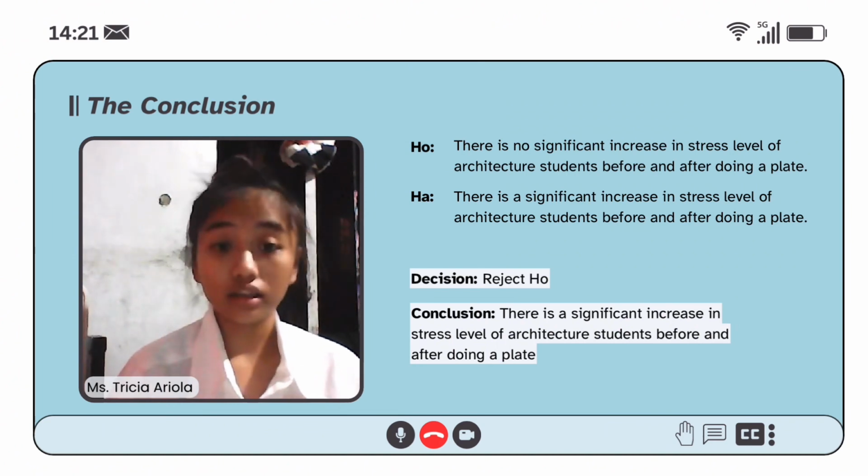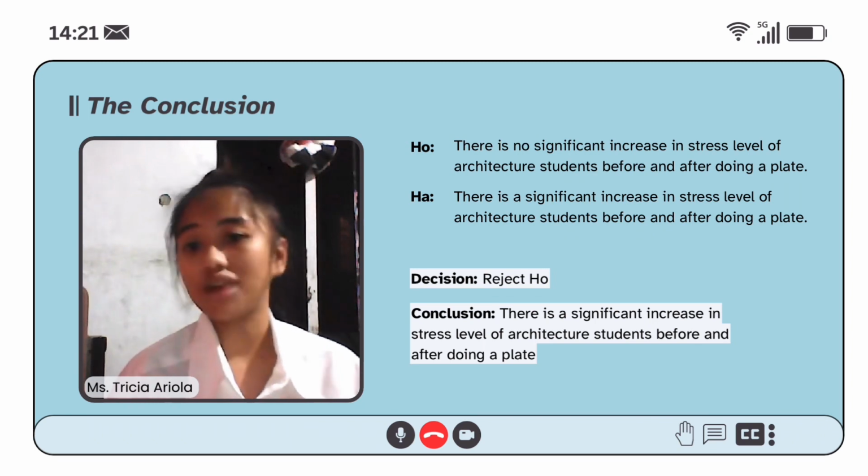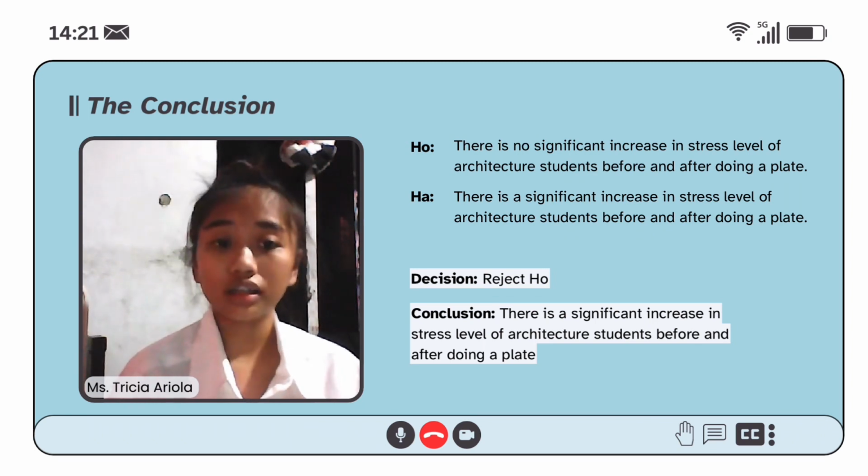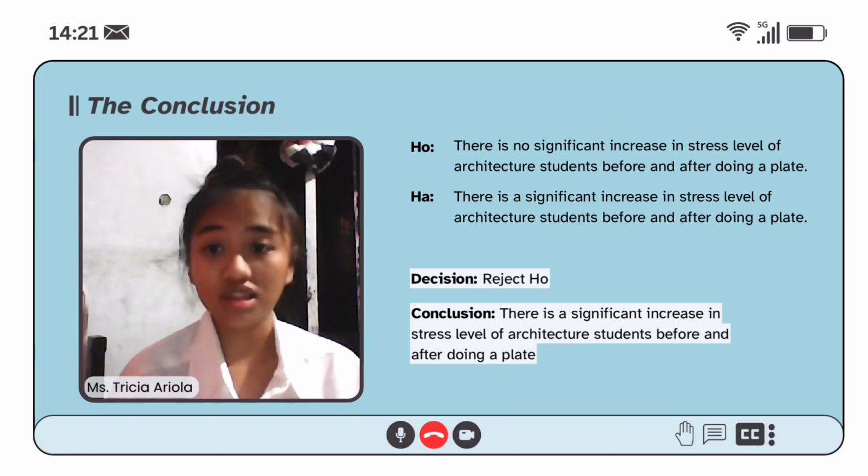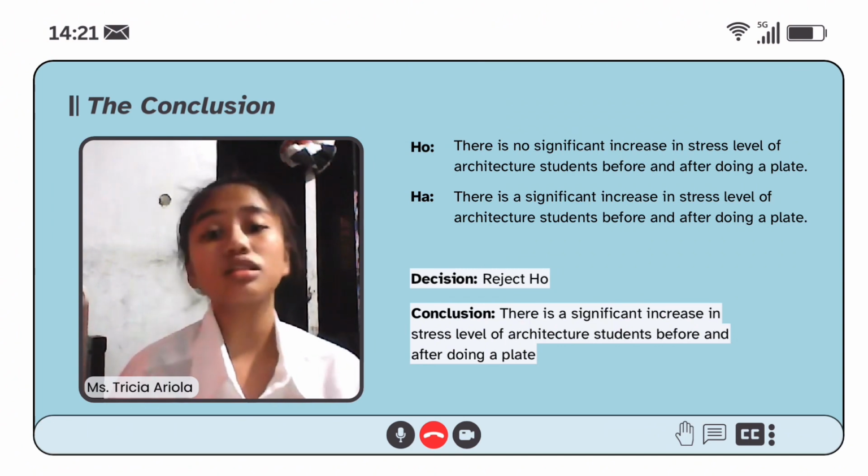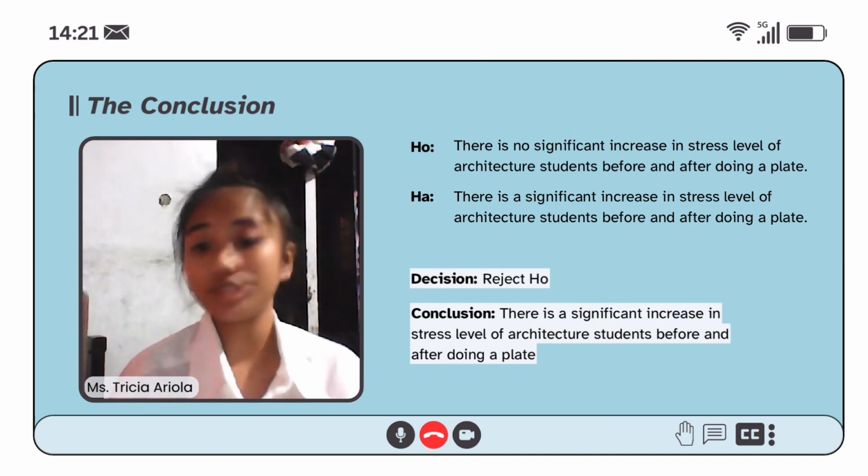The calculated test statistic falls within the 0.01 p-value. Therefore, we reject the null hypothesis and conclude that there is sufficient evidence to support our alternative hypothesis, since there is an increased level of stress for architecture students.